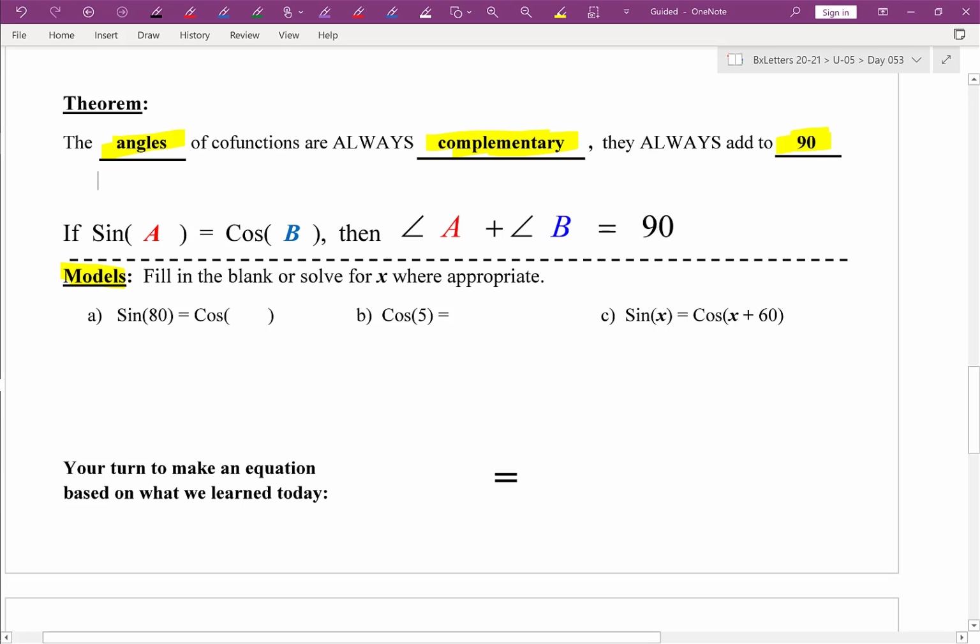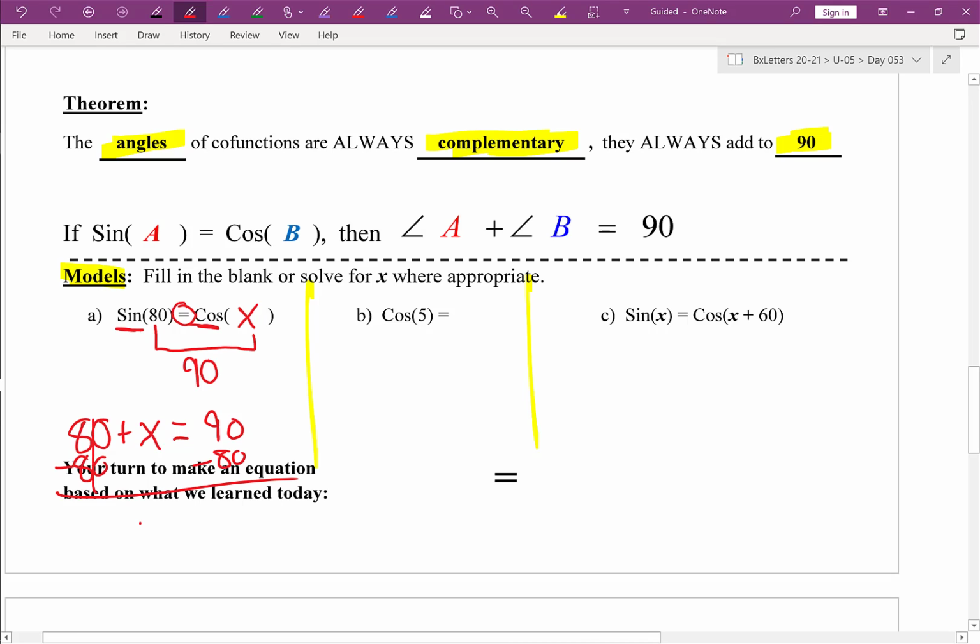And where you'll see this, I'll do these 3 model problems for you, and then you'll go on your own. As soon as I see sine and cosine and they're equal, I'm immediately saying, okay, well then these angles have to add to 90. They have to be complementary. That's what's going on here. So it's like, well, 80 plus, we'll call this x, must equal 90. And then you could do the algebra. Take away 80 from both sides. X equals 10. Boom. So 10 is what has to go in that blank.